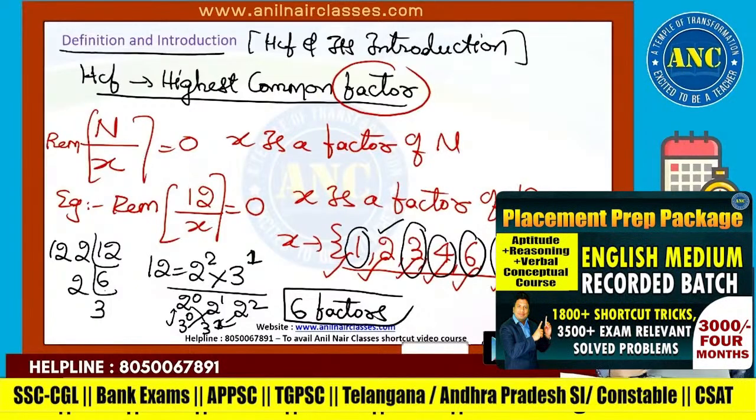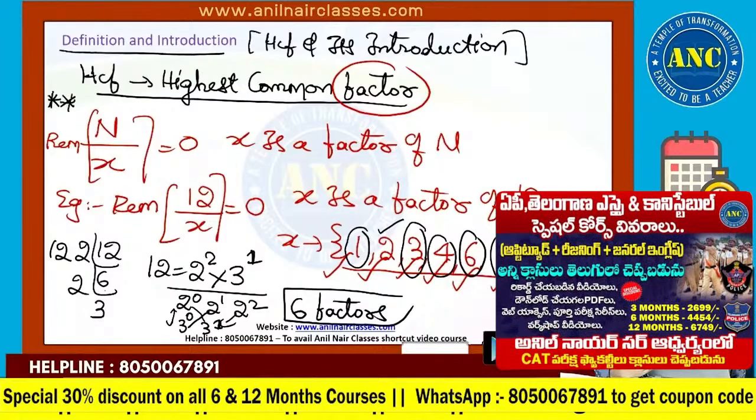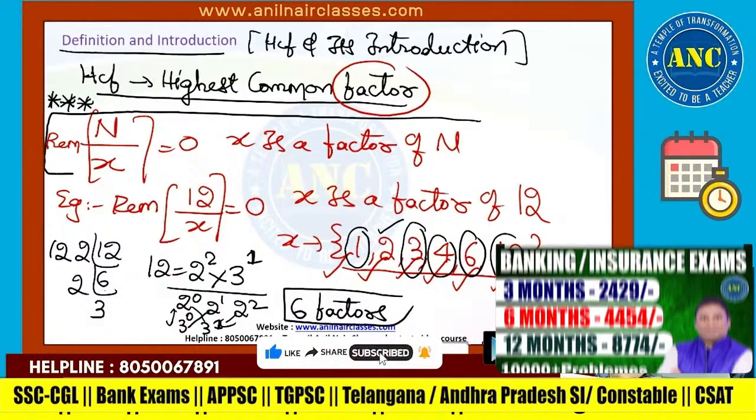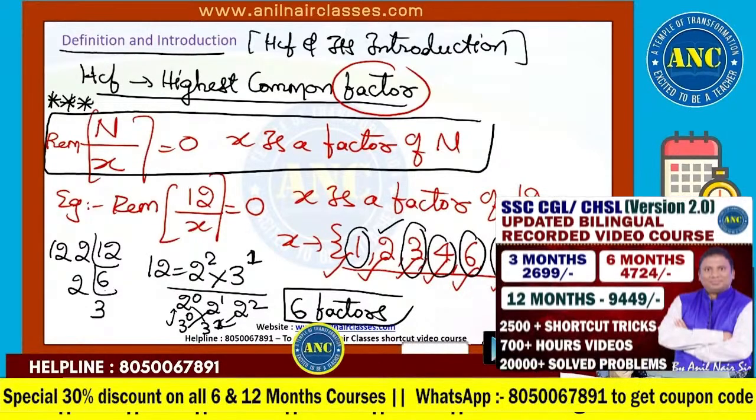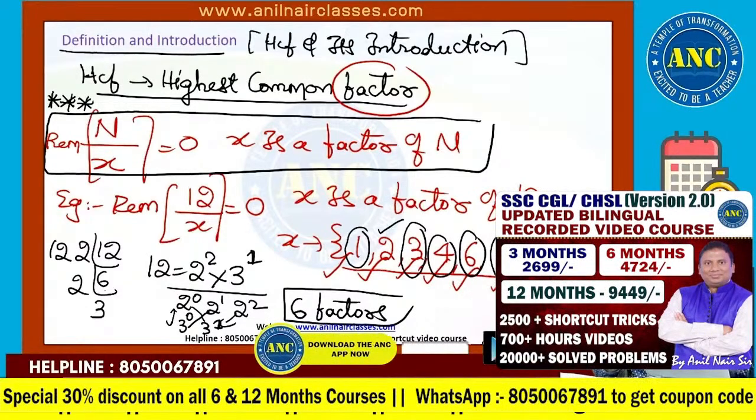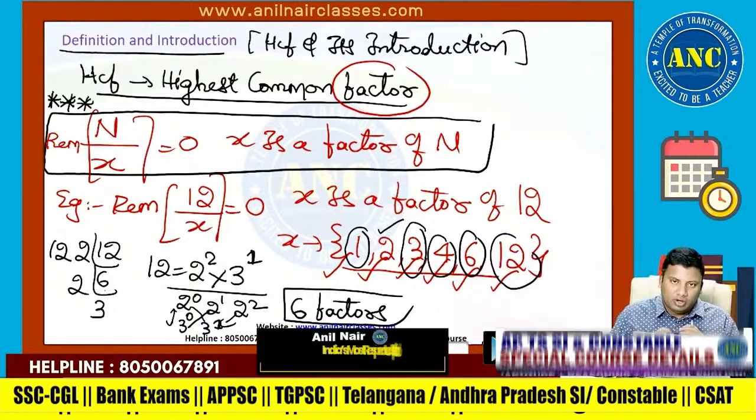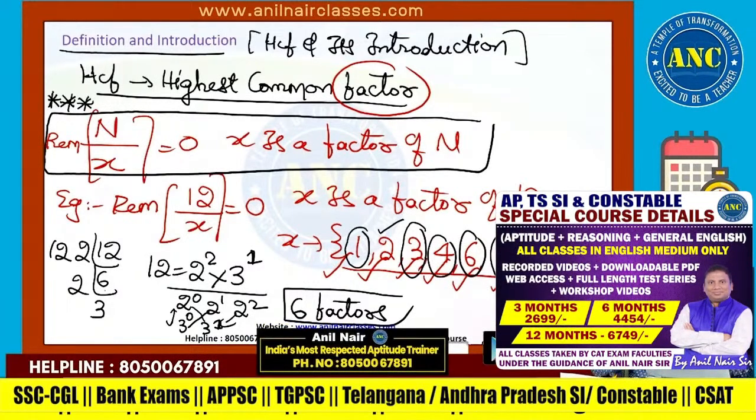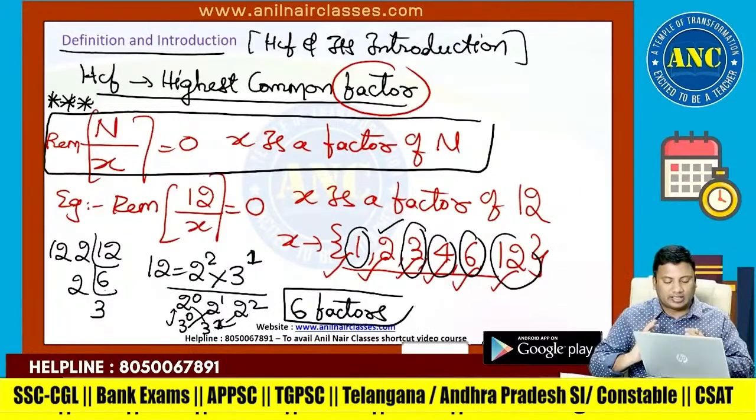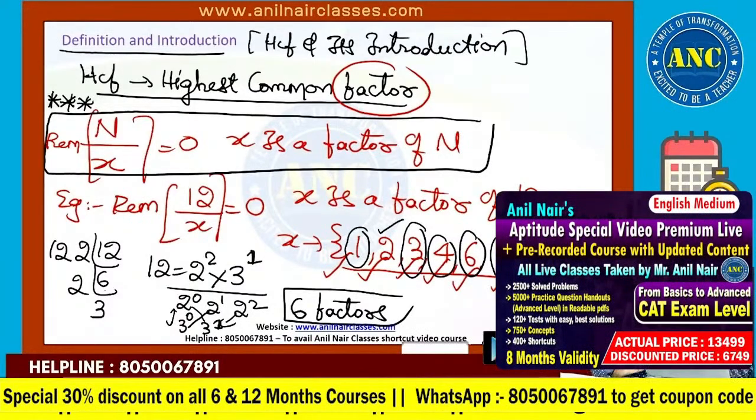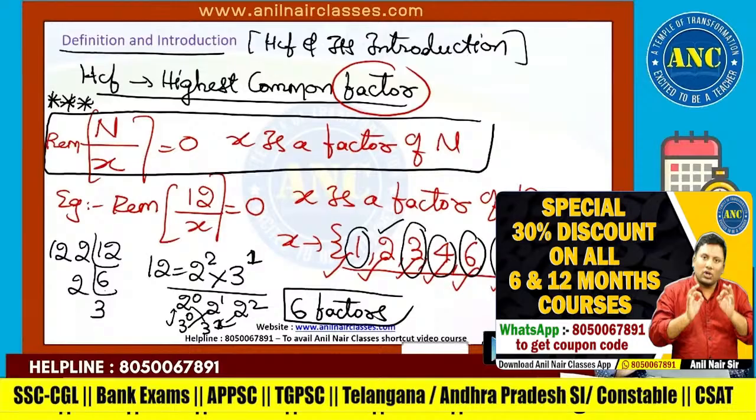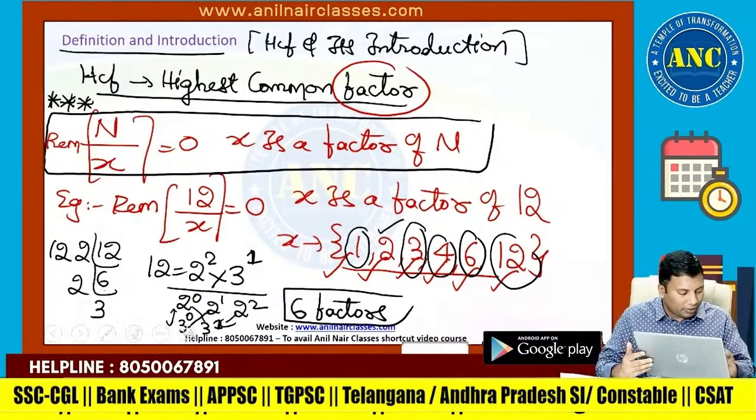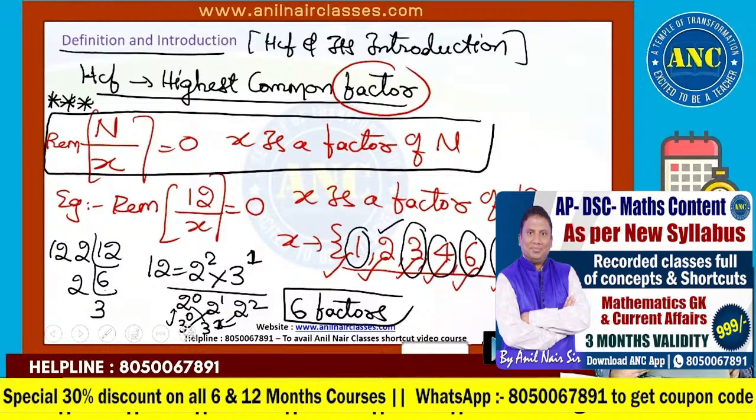Again, a very, very important point. When you divide a number by any other number and the remainder is 0, then the denominator is said to be a factor of n. Example, when 12 is divided by x, the remainder is 0. So x is nothing but a factor of 12. X can be 1, 2, 3, 4, 6, or 12. Total 6 values are there for x. I hope the definition of factor is clear to you.